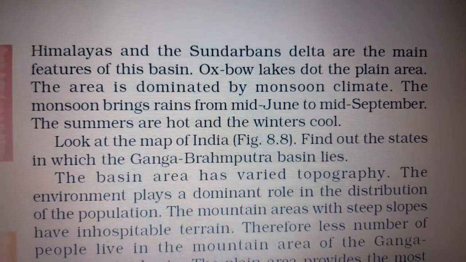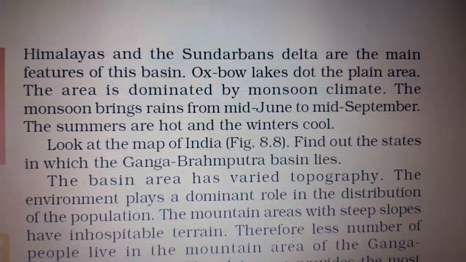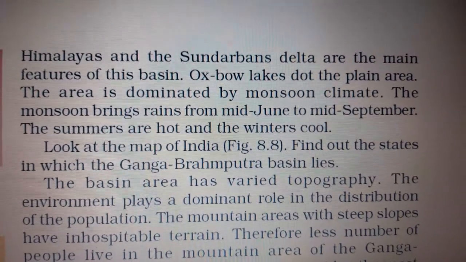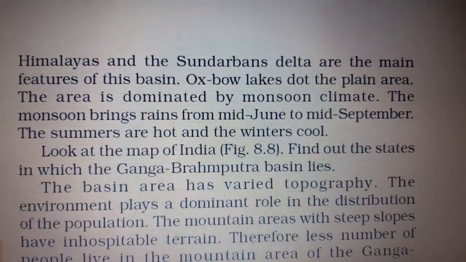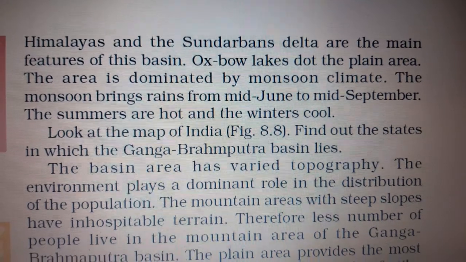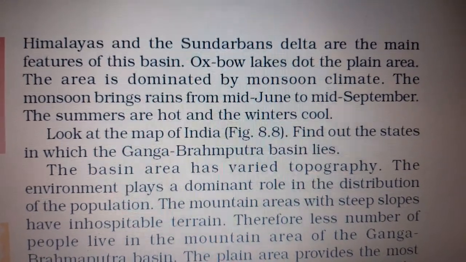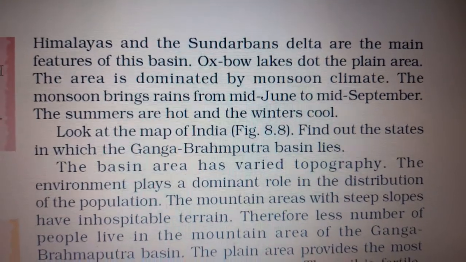Oxbow Lakes. If you recall the journey of the river, then you recall the Oxbow Lake. When a river falls into the plain area, it makes different meanders. And when these meanders separate from that river, they become lakes, and the shape of those lakes is just like an ox bow. So these lakes are considered to be the oxbow.